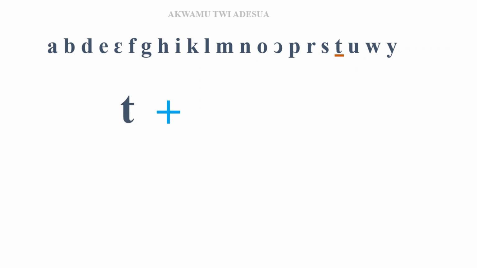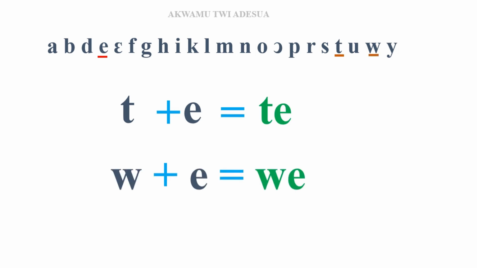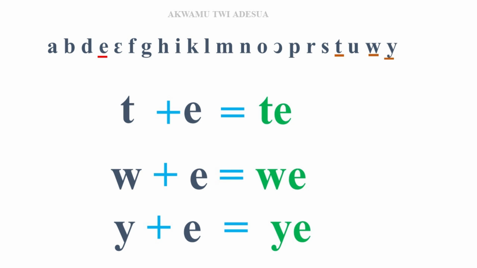So we have the t plus ɛ, which will also give us tɛ. We have w and ɛ, which will give us wɛ. Y plus ɛ will give us yɛ.